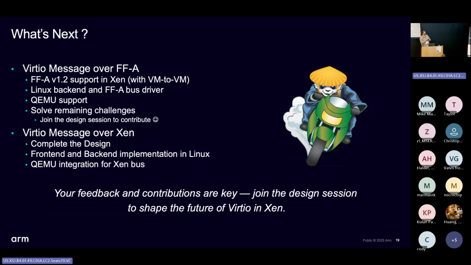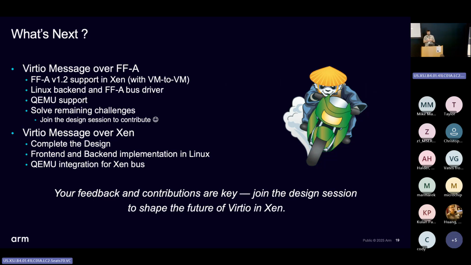Okay, so what's next? Well, first, Virtio message over FFA. That's coming soon. So FFA 1.2 support will come. Linux backend and FFA bus driver. We will need to find resources and time to do that, but I hope to have this by the end of the year. QEMU support is being started by Edgar, but we need to finish it, and we need to solve the remaining challenges.